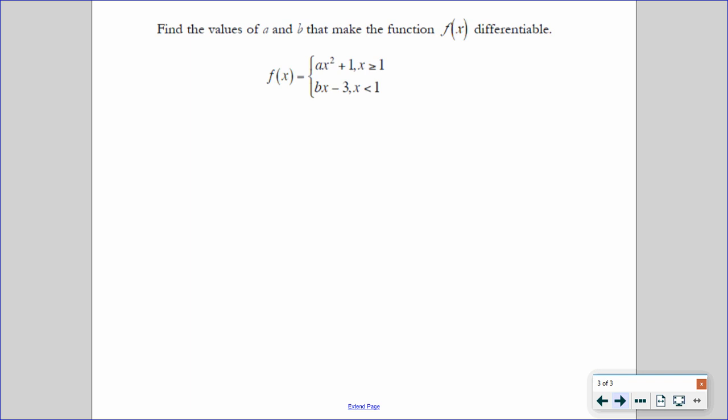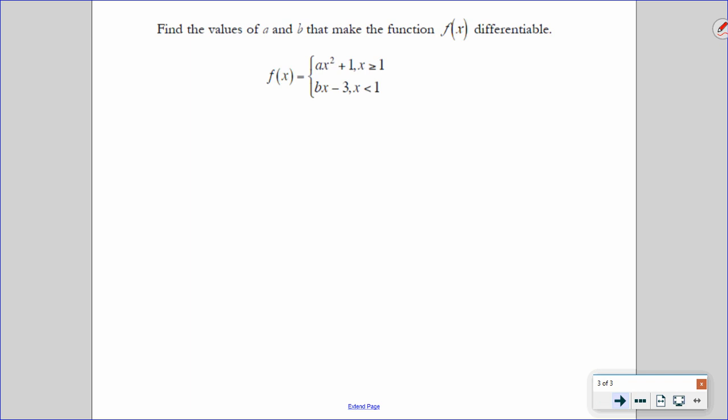So you're always going to set up two equations. Now, for these problems, you're going to set up one equation based on continuity, because in order for the function to be differentiable, it has to be continuous. And then we're going to set up a second equation based on differentiability, okay? All right, so let's do that.